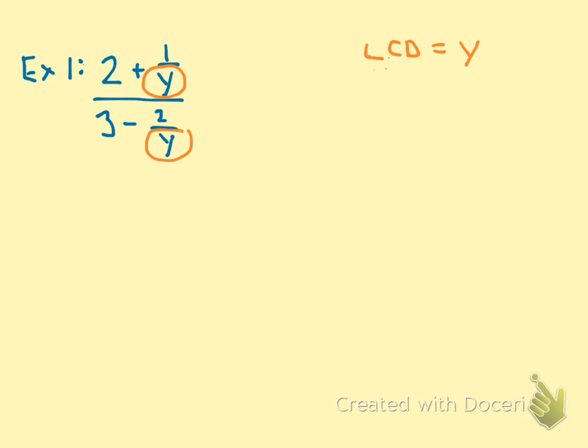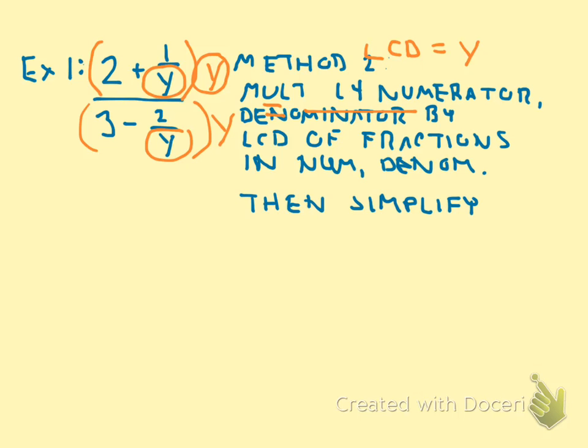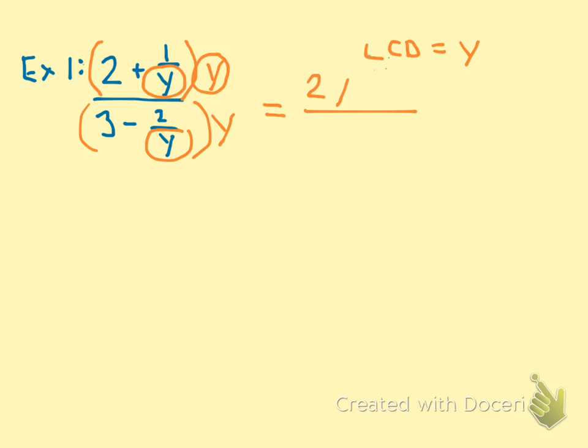What method 2 advocates is that you multiply both the numerator and denominator by y. That's legal because y over y is just 1, and I'm allowed to multiply expressions by 1. We'll see what happens. This y is distributed across the 2 plus 1 over y. I just end up with 2y plus 1. Same deal here. This y gets distributed to both the 3 and to this fraction, and I end up with 3y minus 2. And there is nothing else I can do with that.